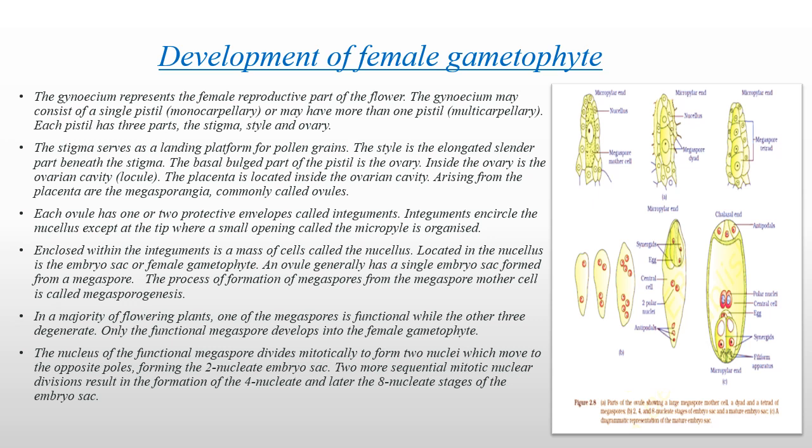The nucleus of the functional megaspore divides mitotically to form two nuclei which move to the opposite poles, forming the two nucleate stage. Two more sequential mitotic nuclear divisions result in the formation of the four nucleate and later the eight nucleate stages of the embryo sac.